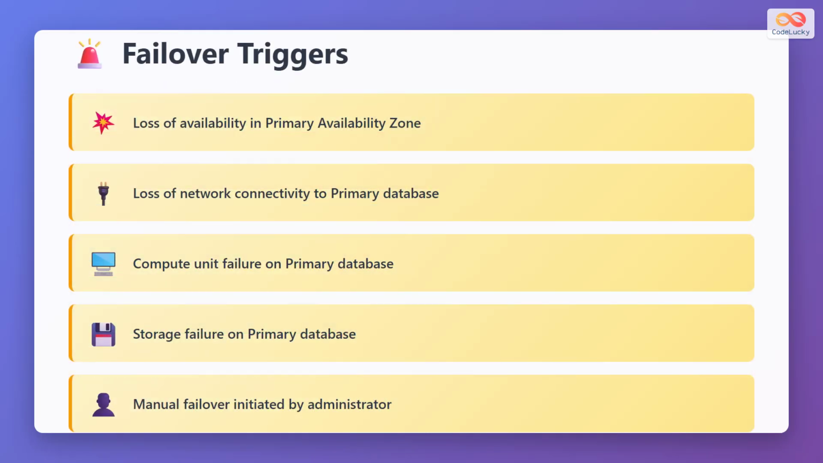What events trigger an automatic failover? There are several scenarios. First, a loss of availability in the primary availability zone. Second, loss of network connectivity to the primary database. Third, compute unit failure on the primary database instance. Fourth, storage failure on the primary database. And fifth, you can also manually initiate a failover as an administrator when you need to perform maintenance or testing.